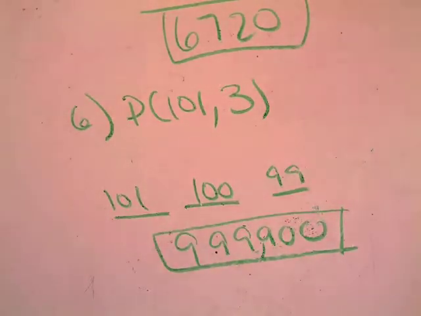Okay, so that is how we use permutations to determine the number of outcomes possible when things need to be arranged and order matters.